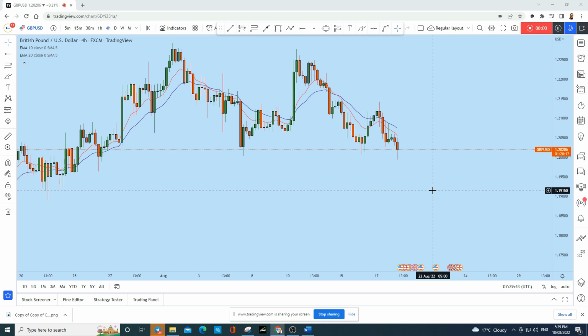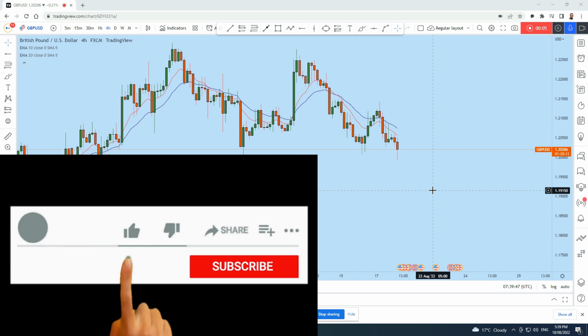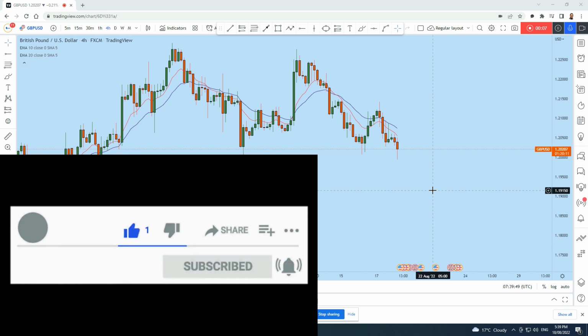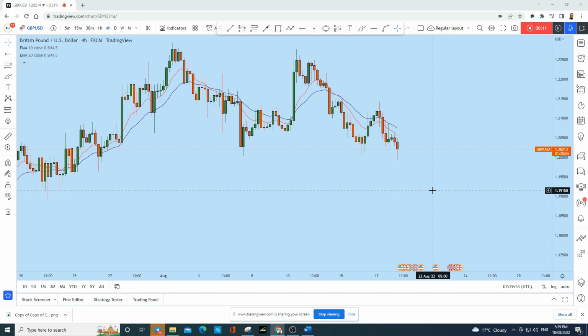What's up, traders? So let's do a complete multi-time frame analysis of GBP USD. Let's see what kind of trading opportunity we have in this instrument. Now, GBP USD on the 4-hour time frame, we see a significant trading opportunity. Before we discuss what it is, let's do a complete multi-time frame analysis. Then we'll come back to this time frame to see how we can trade GBP USD.